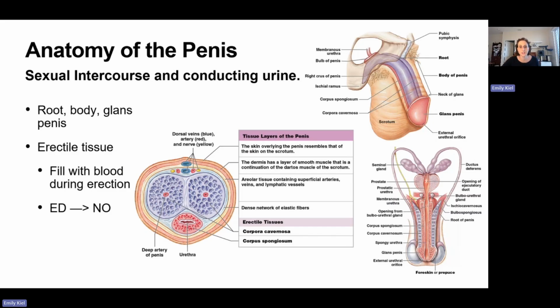They're showing in this image a little bit of the tissue layers of the penis. So you do have a dorsal vein, artery, and nerve. You've got the external skin layer. You've got a smooth muscle layer, which is a continuation of that dartos layer. And then some areolar tissue that has arteries, veins, and vessels. And then a dense network of elastic fibers to accommodate that erectile tissue.